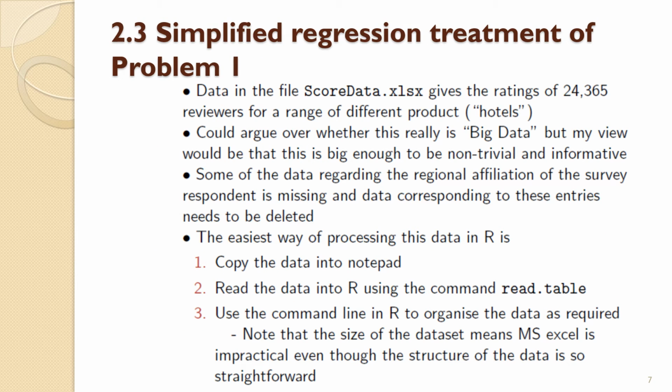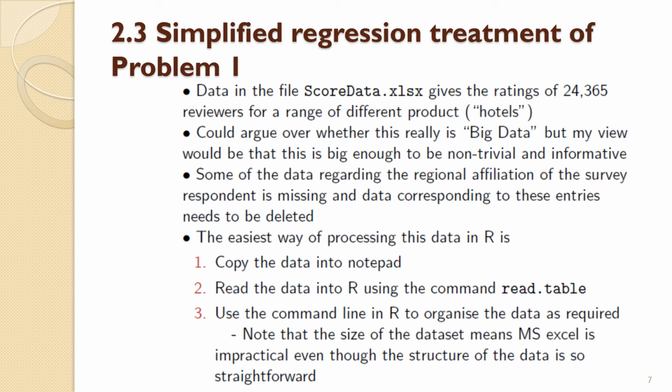So in the simplified regression treatment of problem 1, the data is in the file scoredata.xlsx, which gives the ratings of 24,365 reviewers for a range of different products. Products are hotels. Now you could argue whether this really is big data. My view was that it's big enough to be non-trivial and informative. You need higher level computer programming in order to process this data set, even if it is a relatively simple example.